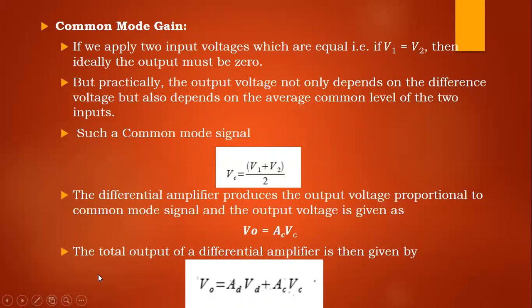So now the total output of a differential amplifier is given by V0 equal to AD times VD plus AC times VC. Here AD is the differential voltage gain and AC is the common mode gain.